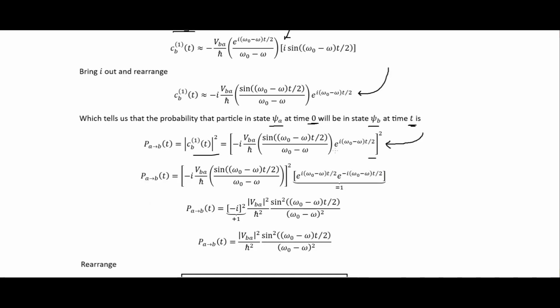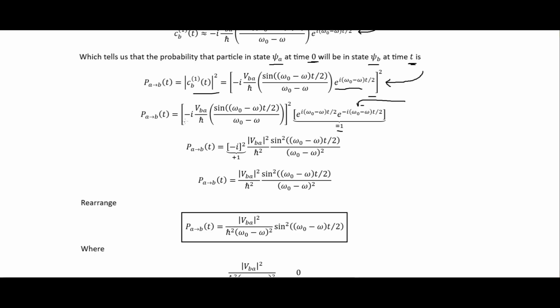So when we square these imaginary terms, what we're doing is multiplying it by its complex conjugate. So we get this, which will just be equal to 1. We are squaring this here, which will also be equal to 1, the square of negative i. And so we end up with this right here.